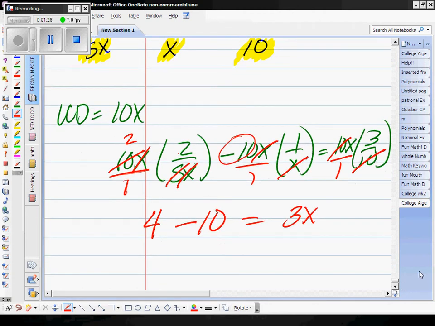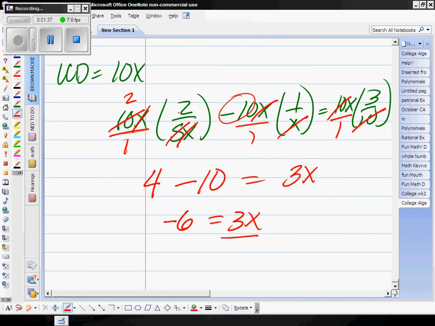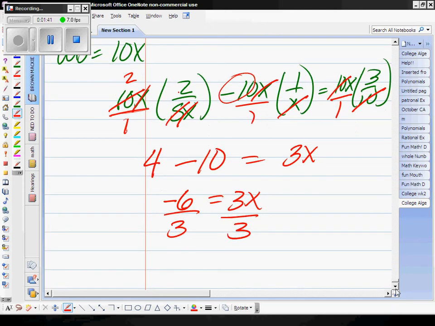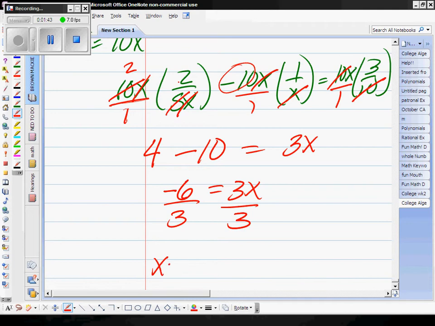So now all we can do is combine our like terms. What's 10 minus 4? Negative 6, right? Equals 3x. And then divide both sides by 3. When we divide both sides by 3, x equals negative 2. Now that wasn't bad.